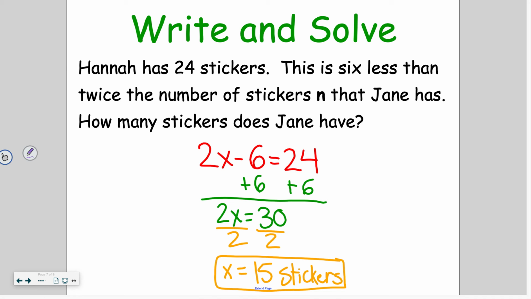So we know that Hannah has 24 stickers. This, the 24, is 6 less than, remember that means the 6 comes after the minus sign, and then twice the number of stickers, n. So they asked us to use the variable n. I accidentally changed it to x. But that doesn't change how we solve our problem. Adding 6 and dividing by 2 gives us that Jane has 15 stickers.